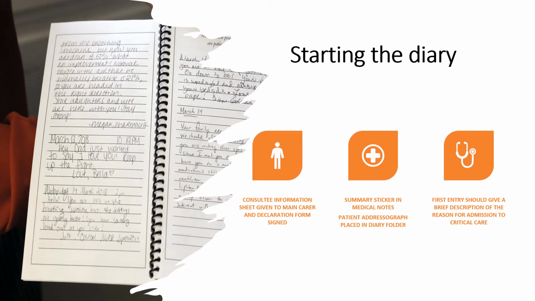Having identified a patient for a diary, the first step is to fill out a consultee information sheet, which is given to the patient's main carer to review. This explains about patient diaries and allows relatives the opportunity to ask any questions they may have before they consent to one being started. If they consent, then they will be asked to sign and date the attached declaration form. This declaration form is then added to the patient's medical notes.